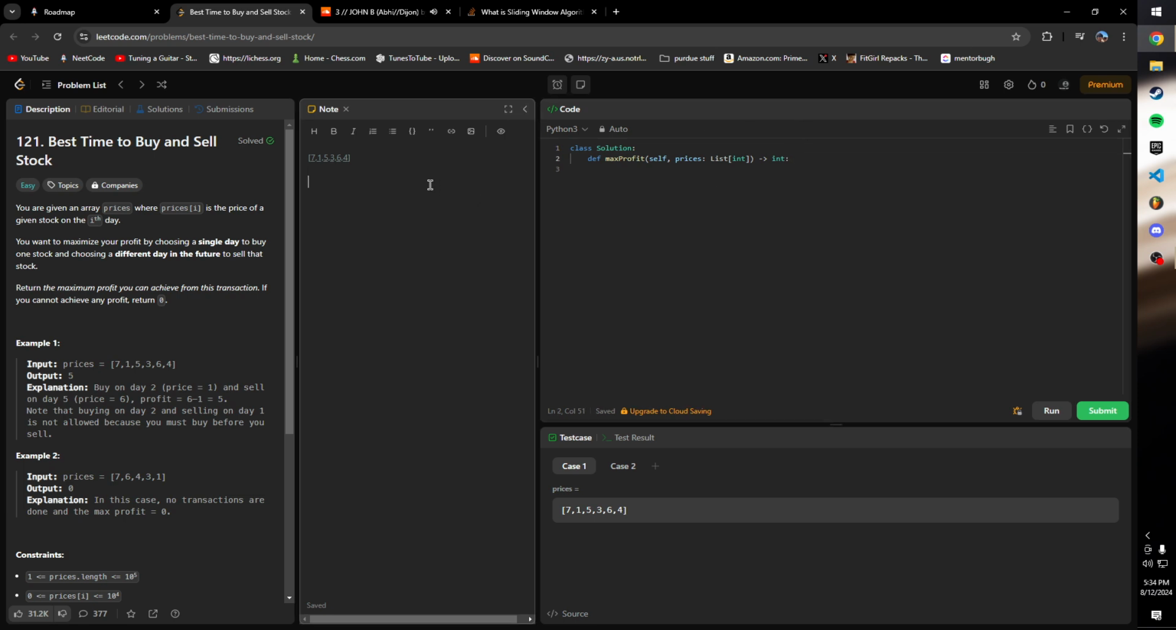Let me implement the trivial solution first. O of n squared, which would just be like 2 pointers, and then just find the max. So we have buy equals prices at 0. Buy equals 0, sell equals 1.